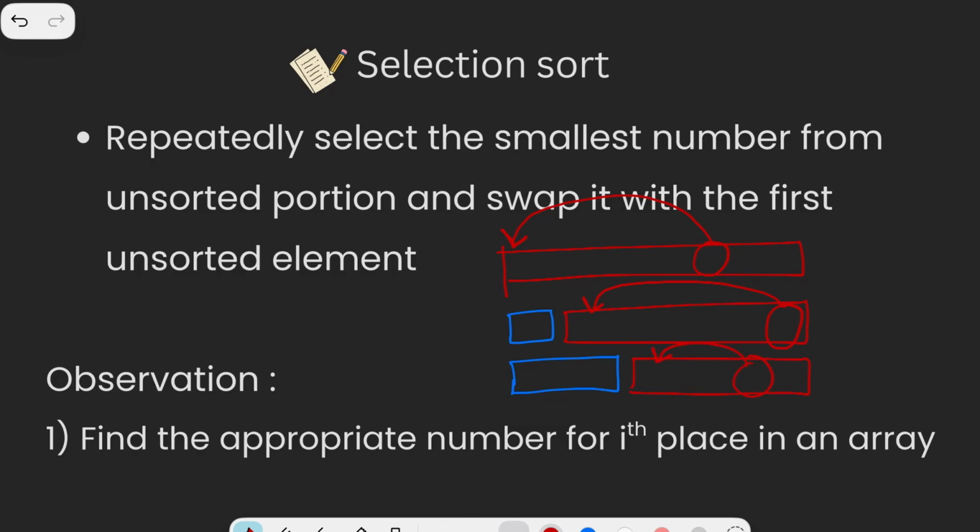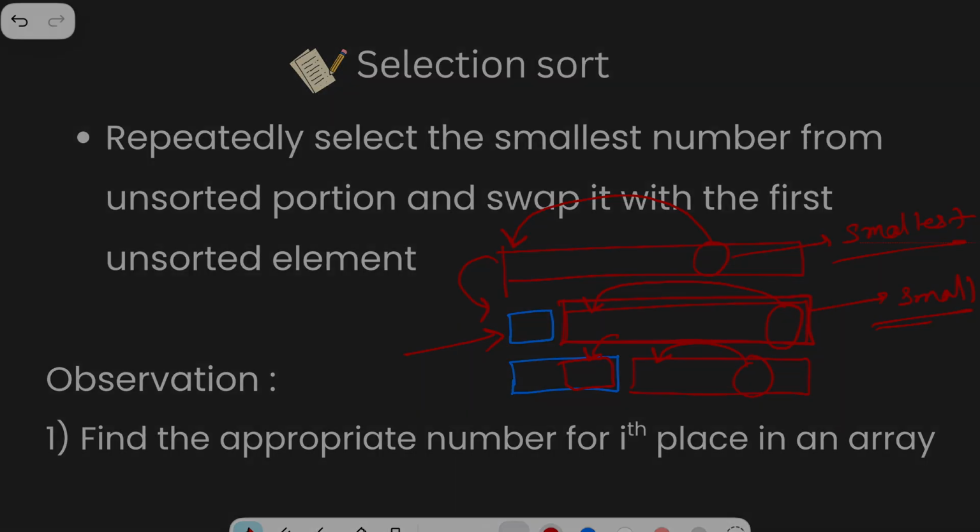Remember, you are selecting the smallest elements, right? This is the smallest element from this entire unsorted list. This is again the smallest element. The first position is deserved by the smallest element from this entire array. The second position is deserved by the smallest element of this array, right? So this is what selection sort is.